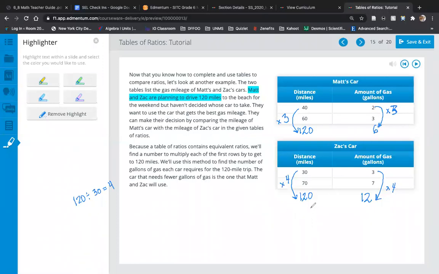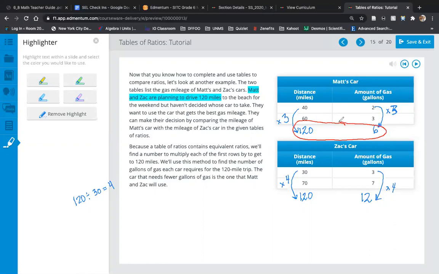So out of these 2 cars, which one looks like it's going to be the better deal? Which car is going to end up using less gas? Is it going to be Matt's car or is it going to be Zach's car? Right? If you said Matt's car, you are correct.